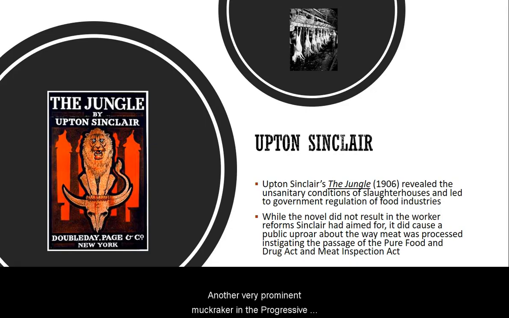Another very prominent muckraker in the Progressive Era is a man by the name of Upton Sinclair. Upton Sinclair wrote a book called The Jungle, published in 1906. In this book, he reveals the unsanitary condition of slaughterhouses, which are where they would take the cattle, for example, to have them butchered so that they could have meat to sell to feed families.